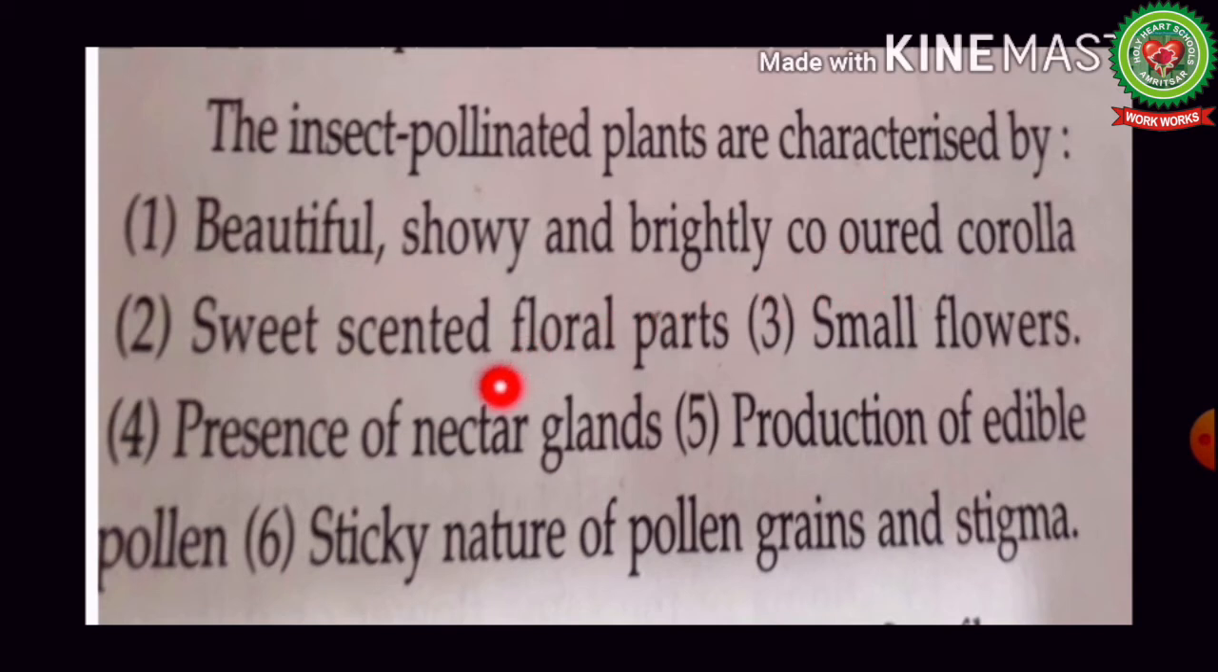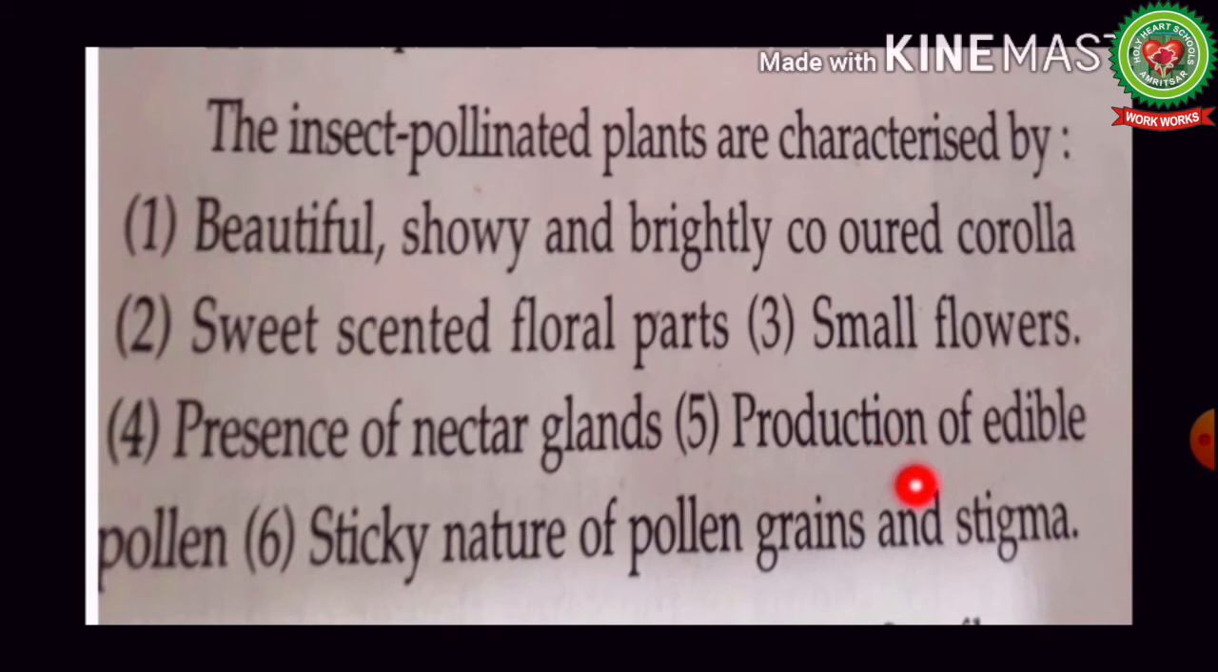Colored. Second is they have sweet scented floral parts. Third is flowers are small in size. Fourth is they have nectar glands that secrete nectar and attract the insects for pollination. Next is they produce pollen grains in small quantities. The insects visit these flowers to eat the pollen grains which serve as food for them.